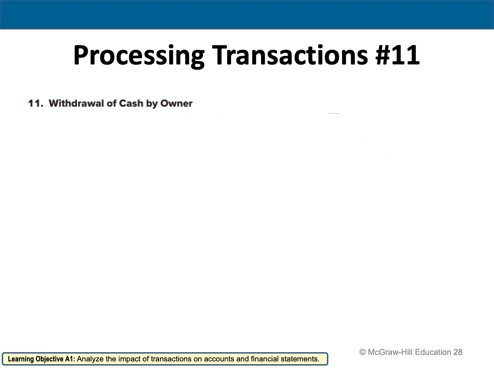Let's move with processing transaction number 11. Now, Chas Tyler, who is the owner, withdrew $200 cash from Fast Forward for personal use. So now the owner withdrew money outside the company. What will happen? How are we going to analyze this transaction?